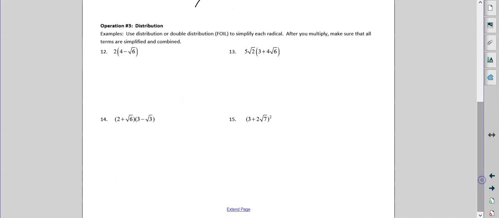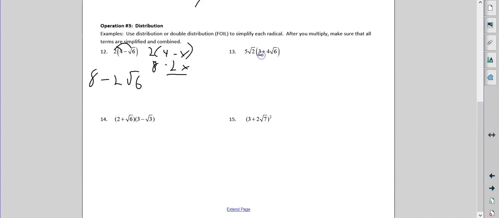All right, last thing, distribution. So we've done this before with variables, okay? So if you think about it, this kind of looks like 2 times 4 minus x, and we would get 8 minus 2x. Same concept. It's just going to be 2 times 4 is 8, and 2 times negative radical 6 is simply 2 radical 6, just like this is simply 2x.